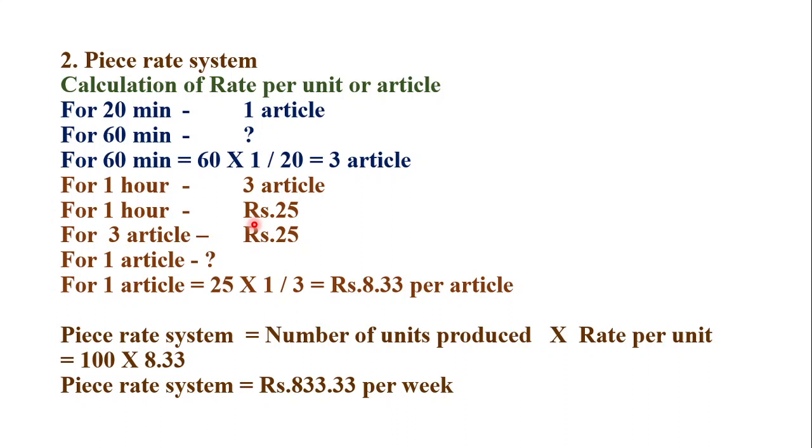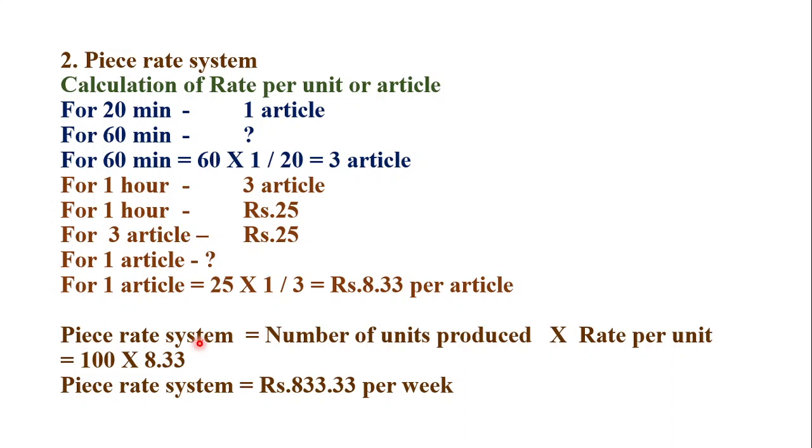They are taking 25. Okay. For 1 hour, 3 articles. For 1 hour 25 rupees, means for 3 articles they are taking 25 rupees. For 1 article? We have to calculate for 1 article how much they are taking. Here, for 1 article, cross multiplication: 25 into 1 divided by 3. Rupees 8.33 is per article or per unit.